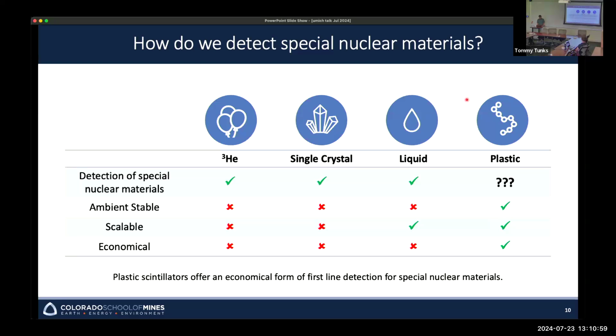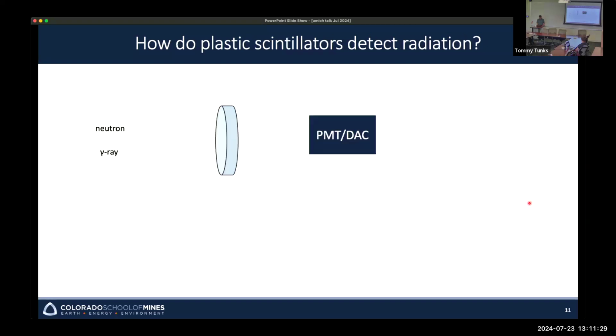That's sort of in between plastics and single crystals, I would classify as. So plastics, historically, have not been that good compared to the other materials for detecting neutrons and gammas, but they are stable, they are scalable, and they are very economic. So it's a pretty big space right now for people like me, as chemists, to make an impact. And so that's kind of how we got into this game, was looking at issues with plastic scintillators.